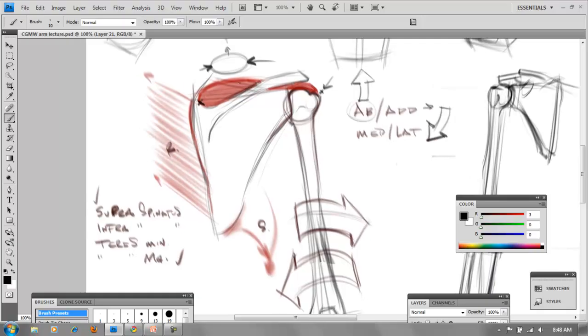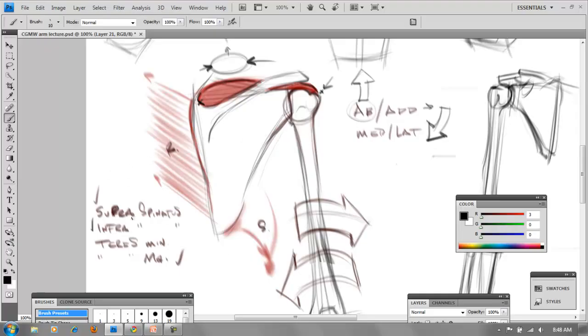So here's some overlaps, and we know that this is also going to be covered over by trapezius. So it's going to be hidden underneath that muscle, but still really important to get a sense or to build a relationship to. The next one is the infraspinatus.